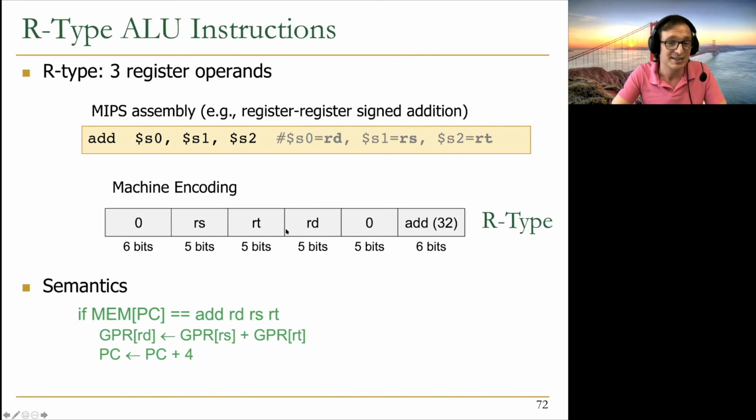So you can see that they basically add RS to RT from the register file, and then we store the result into RD in the register file. That's the semantics, as you can see. And if the instruction memory output at the PC indicates an R-type add, whenever you fetch the instruction, this is what you do.